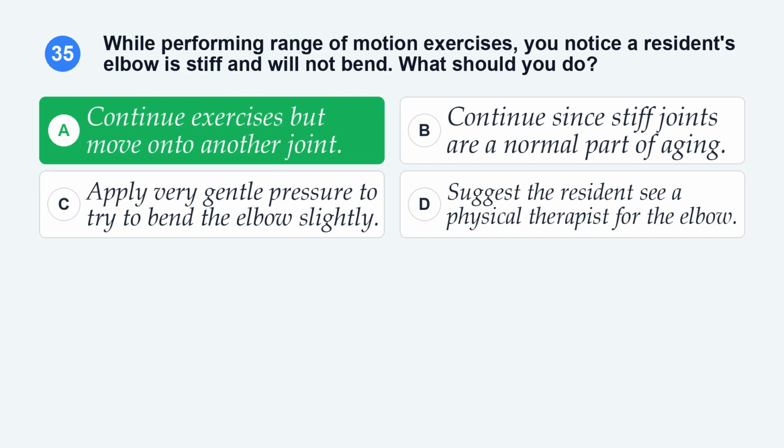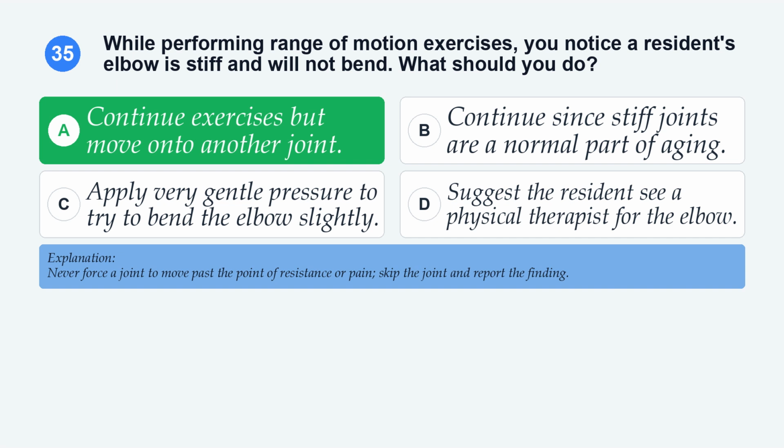The correct answer is option A. Continue exercises but move on to another joint. Explanation. Never force a joint to move past the point of resistance or pain. Skip the joint and report the finding.